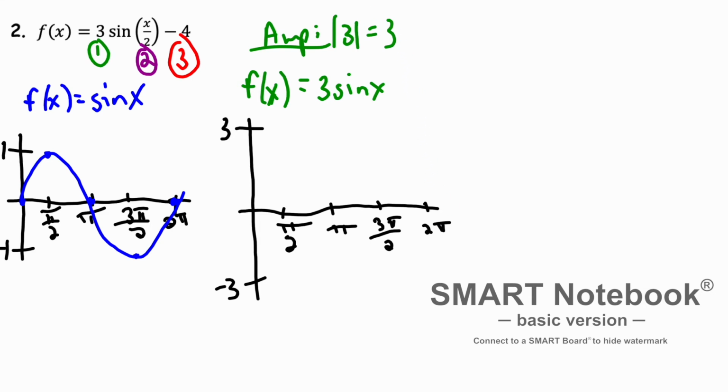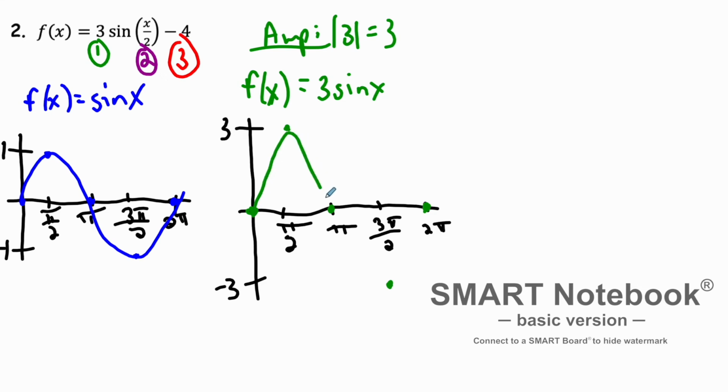All right, what color? We're doing this one in green. Okay, so take all your y coordinates and multiply by 3. First up is 0. Well, 0 times 3 is 0. Next up, pi over 2 is at 1. 1 times 3 is 3. Pi was at 0. 0 times 3 is 0. 3 pi over 2 is at -1. -1 times 3 is -3. And 2 pi was at 0. 0 times 3 is 0.